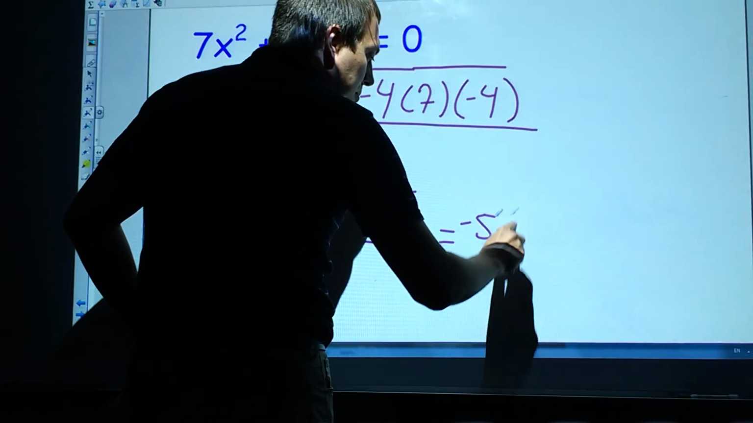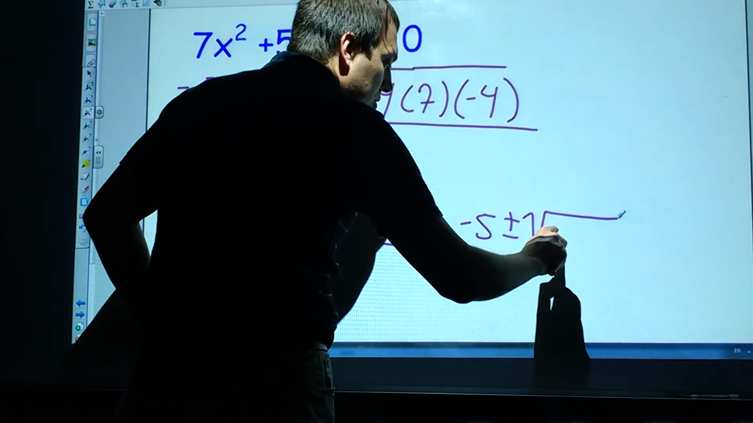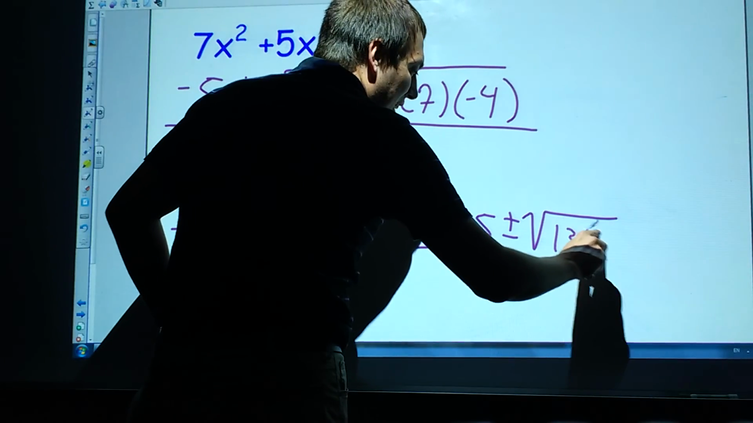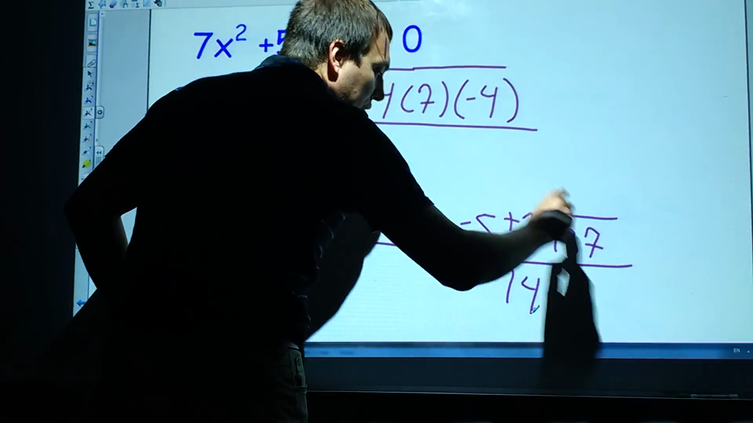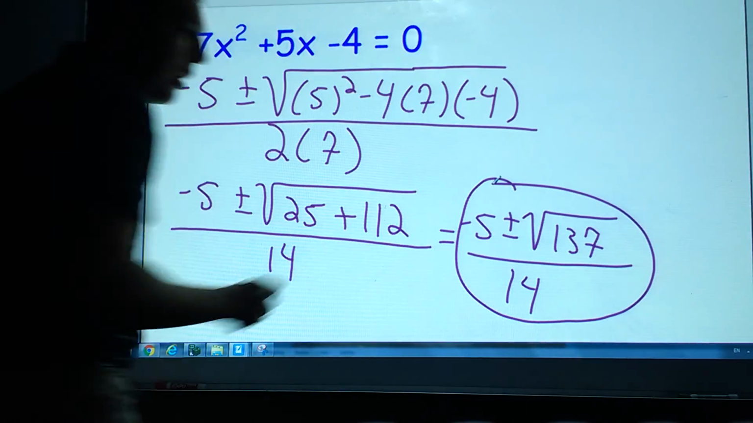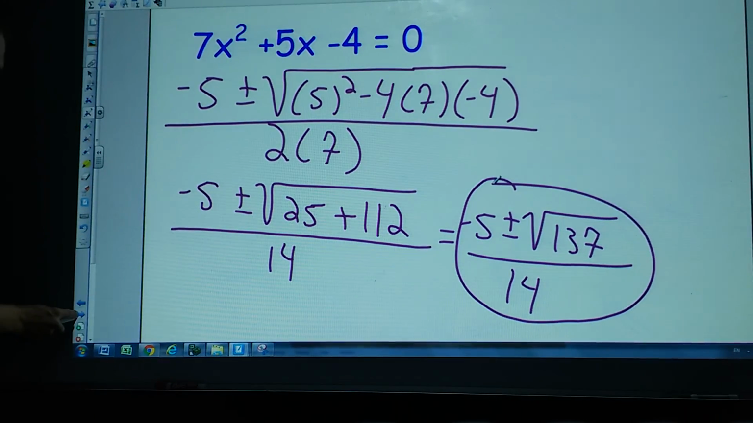Negative 5 plus or minus square root of 137 all over 14. And again, leave your answer just like that. We'll continue to work. All right, that's solving quadratics.